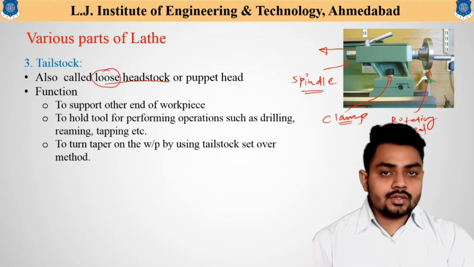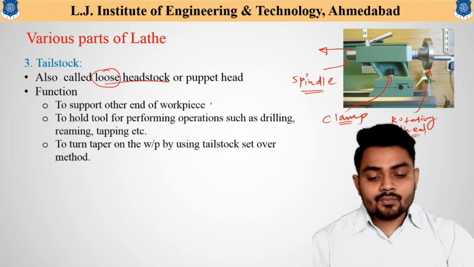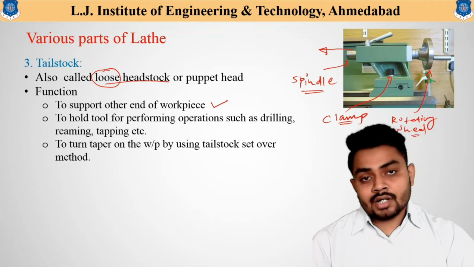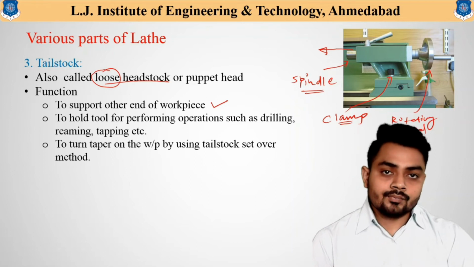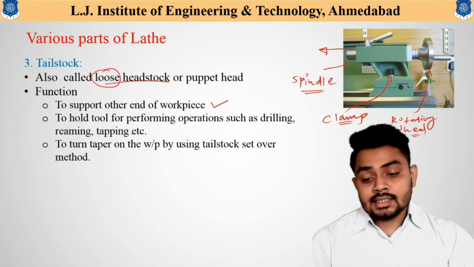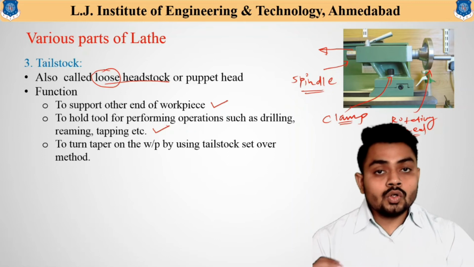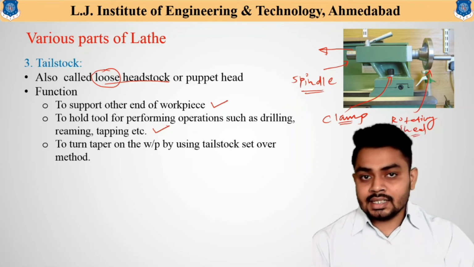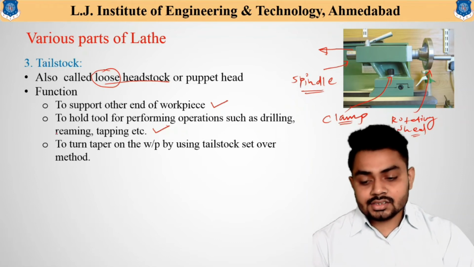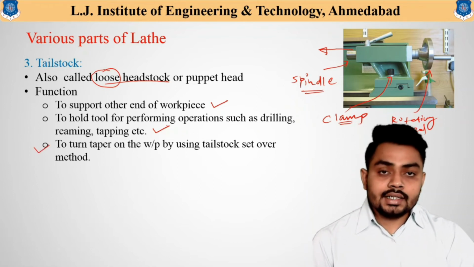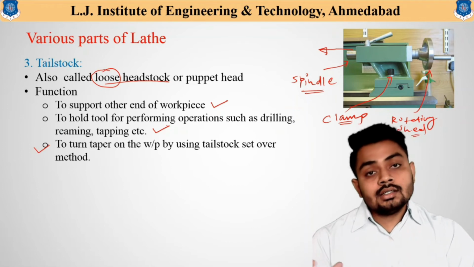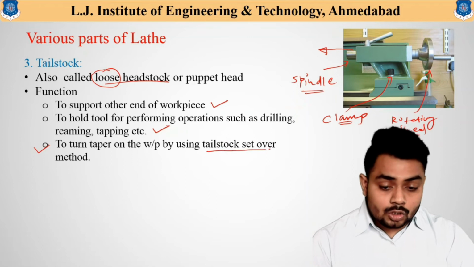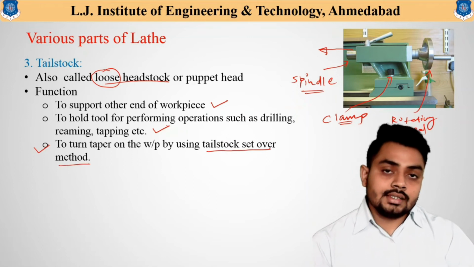As we have listed over here, the first one is that it is useful to support the other end of the workpiece when the workpiece is longer in length. The second advantage is that it is also useful to hold the tool for performing different machining operations such as drilling and reaming. And the next one is, to turn a taper on the workpiece, the tailstock is adjusted during the setup, which is called the tailstock setover method.